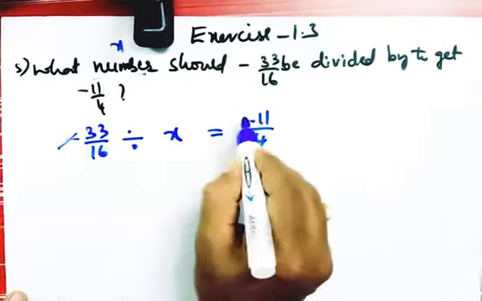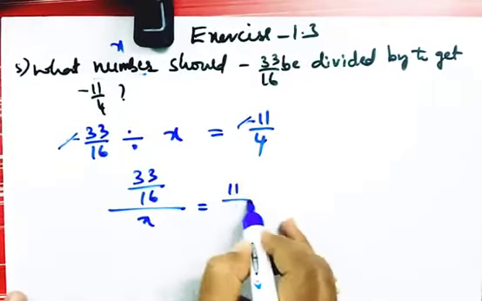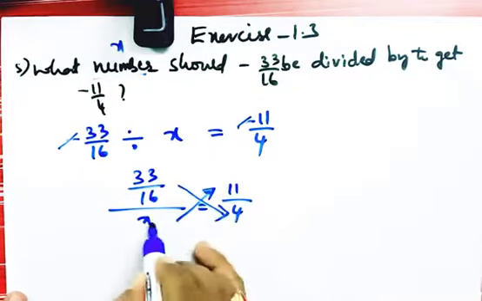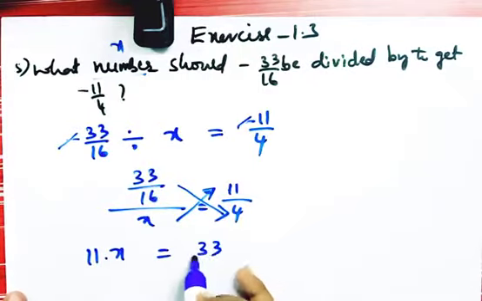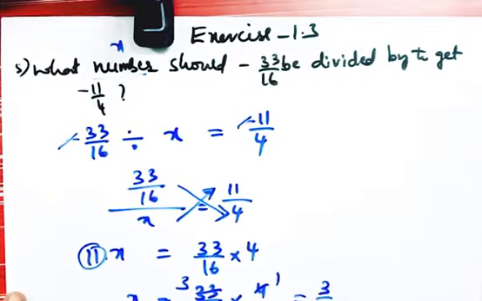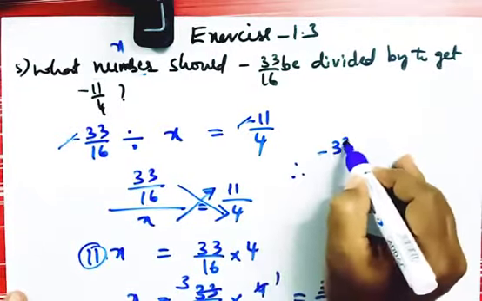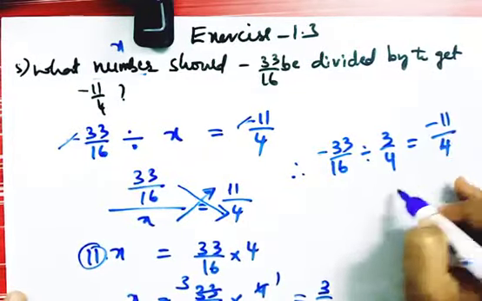Here you can cancel the minus, so you will get 33 by 16 divided by x is equal to 11 by 4. Take the cross product, so 11x is equal to 33 by 16 into 4. Again send the 11 to the right side, so x is 33 by 16 into 4 by 11. So 4 times 4 is 16, 11 times 3 is 33. The answer is 3 by 4. Therefore, minus 33 by 16 divided by 3 by 4 gives our answer, minus 11 by 4.